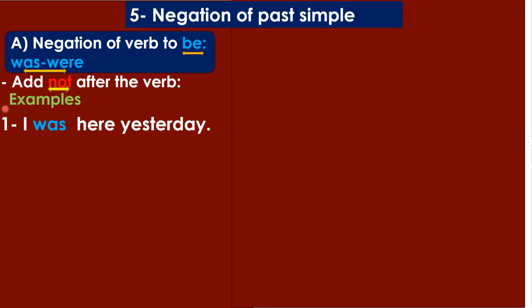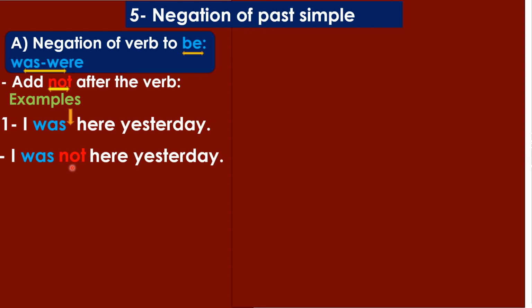I was here yesterday. This is the first example. I was here yesterday. So how are we going to change this into negative? What we're going to do is that we're going to insert or put not after was. Okay? هنا طبعا عندي جملة I was here yesterday. اللي هعمله انا هحط not بعد was. So let's see what's going to happen. So I'm going to use not. I was not here yesterday. طبعا I was here yesterday حطيت not أصبحت I was not here yesterday.